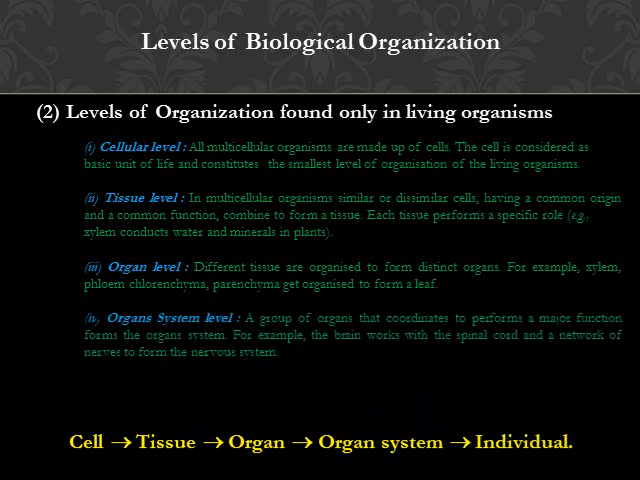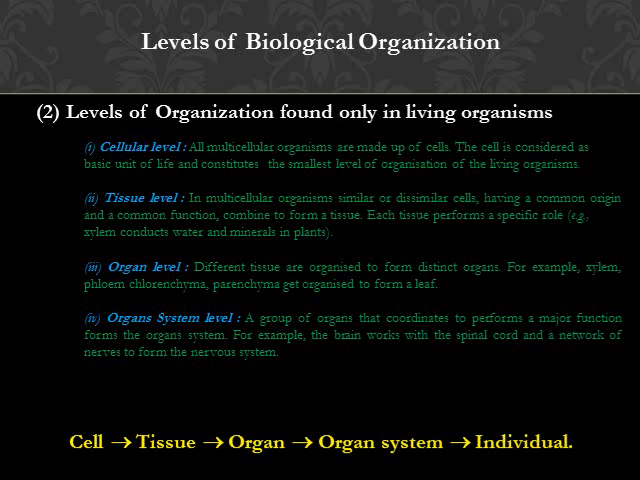Next is organ system level, a very higher level of the organism, mostly seen in animals. A group of organs that coordinates to perform a major function forms the organ system. For example, the brain, which is working with the spinal cord and a network of nerves, forms the nervous system. So at the highest level of development, one physiological function is performed by a particular organ system, which has particular organs to form it, and organs have particular tissues which are formed by the cells.